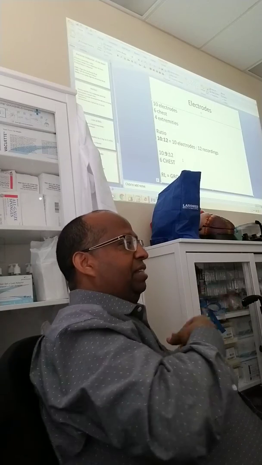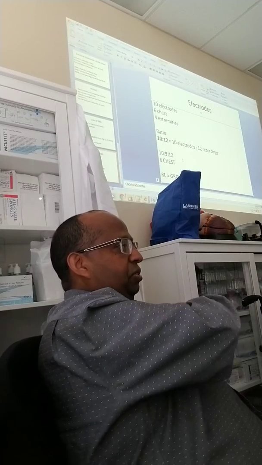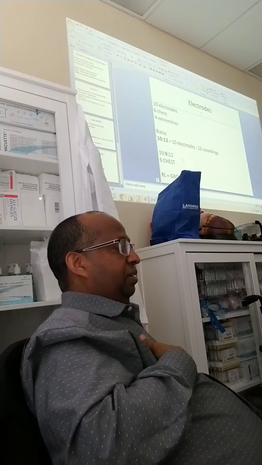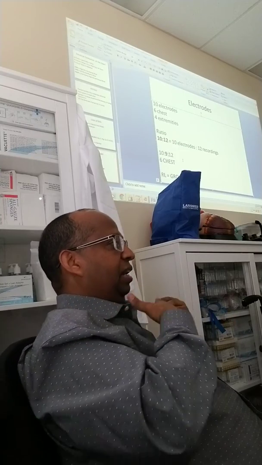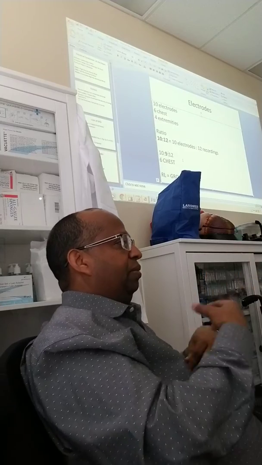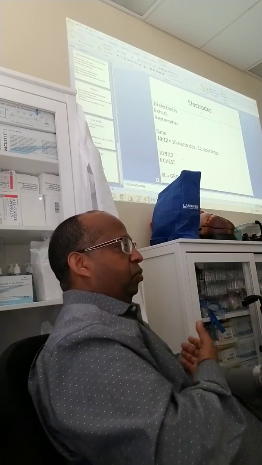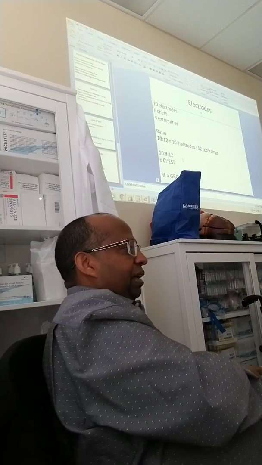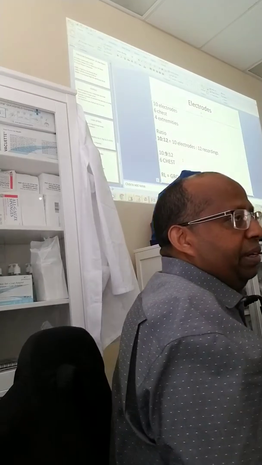Okay. The 6 chest leads give 1 each, so 6. Then the 3 of them, lead 1, lead 2, lead 3, give us 3. Then the 3 are augmented to the right arm, the left arm, and the left leg. So we got 12 recordings.